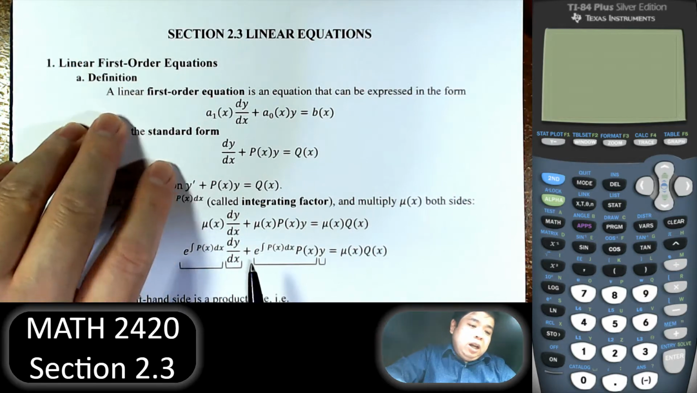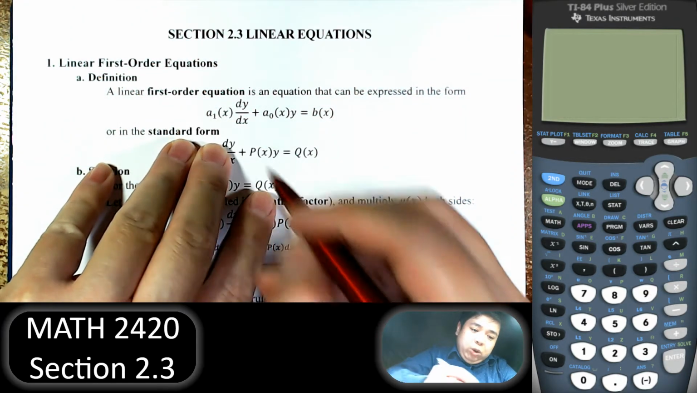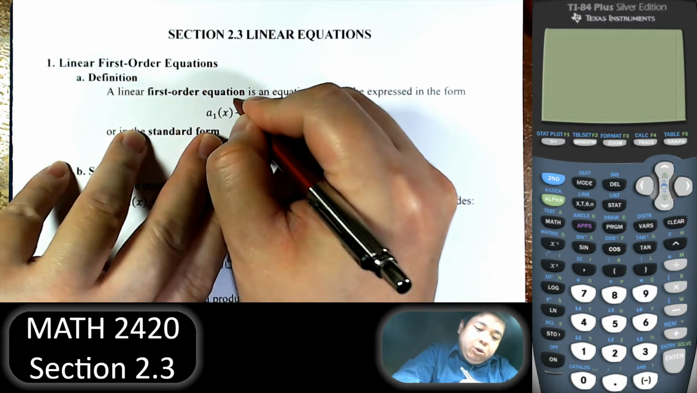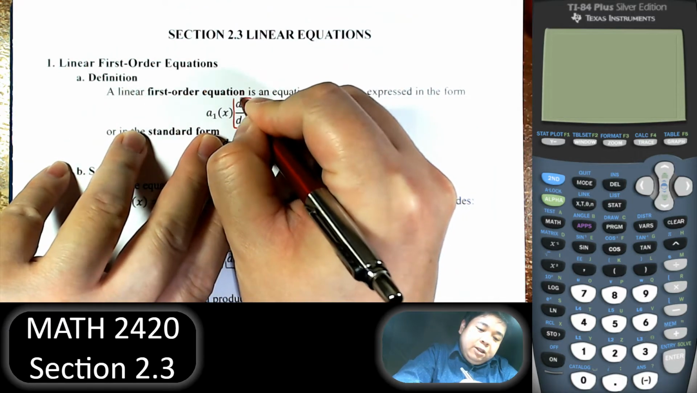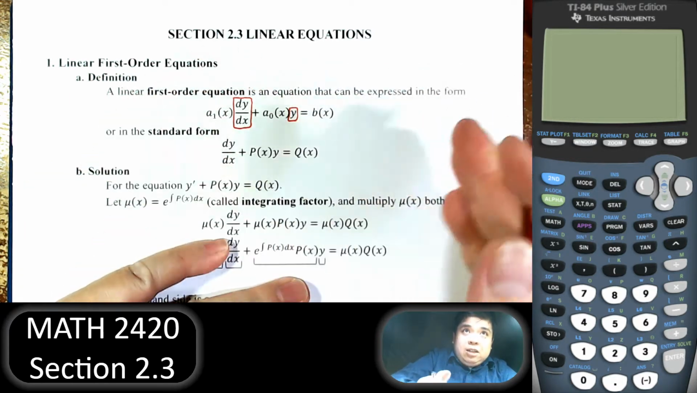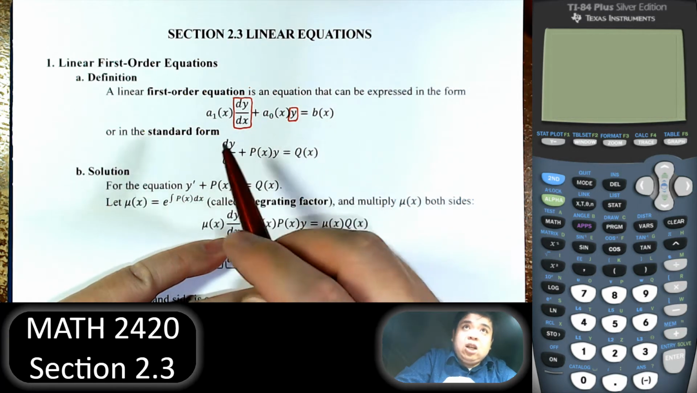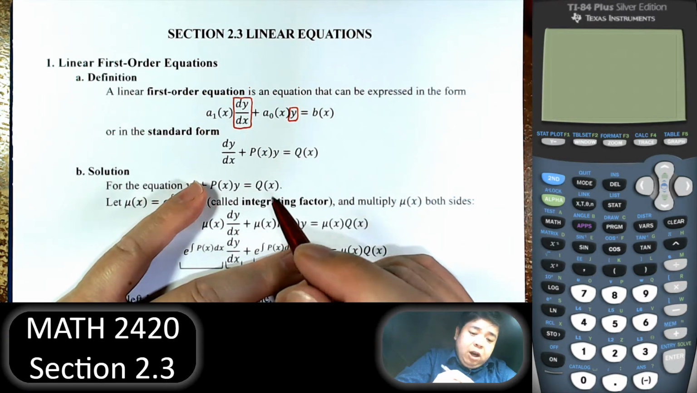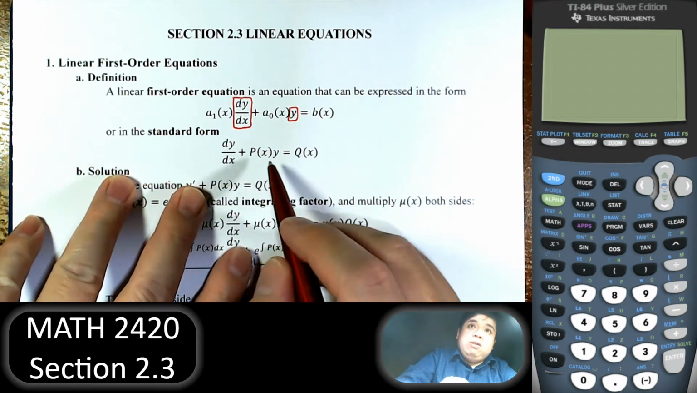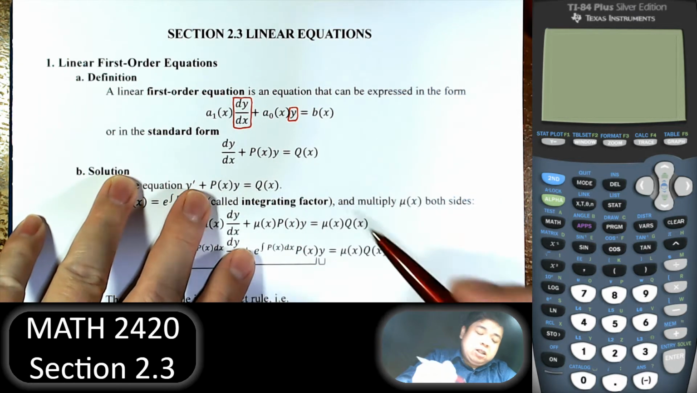So a linear first order equation is an equation in this form. So what we have is the derivative, and we have the function in this form, where a sub 1 of x, a naught of x, and b of x, those are functions of x. Or in standard form, it is given as derivative plus a function times y equal to a function of x.